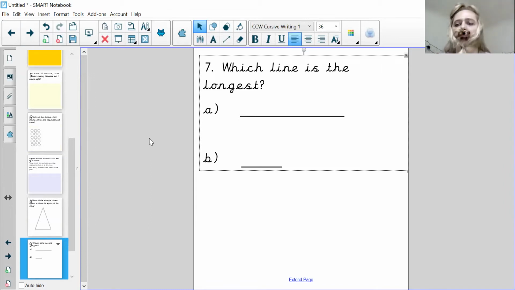Here are 2 lines. Which line is the longest? Which line is the longest?